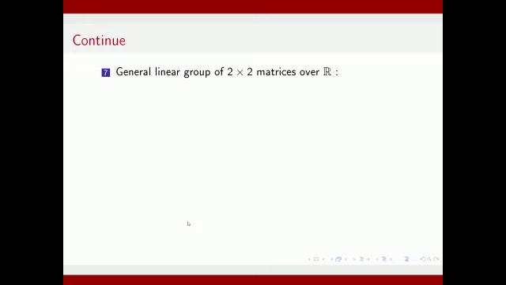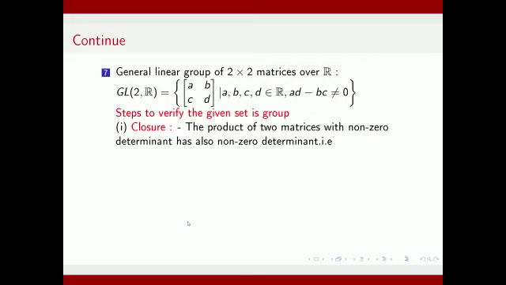Now let us define general linear group of 2 by 2 matrices over R, and this group is denoted by GL2R. It is the set containing all 2 by 2 matrices with non-zero determinant. We have to check all the properties of group. First property is closure property. We know that the product of two matrices with non-zero determinant has also non-zero determinant, that is determinant AB is equal to determinant A into determinant B.